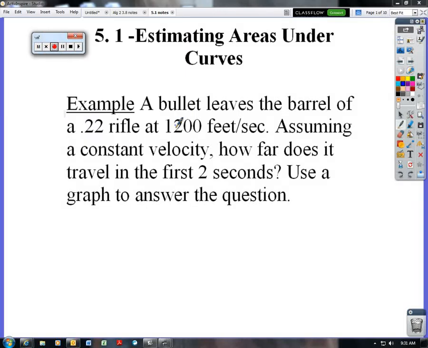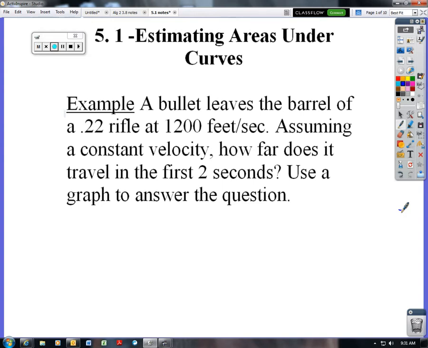Hello, this is 5.1. This chapter is on integral calculus. So we're going to start by estimating areas under curves. And this first example says a bullet leaves the barrel of a .22 rifle at 1,200 feet per second. Assuming a constant velocity, how far does it travel in the first 2 seconds?